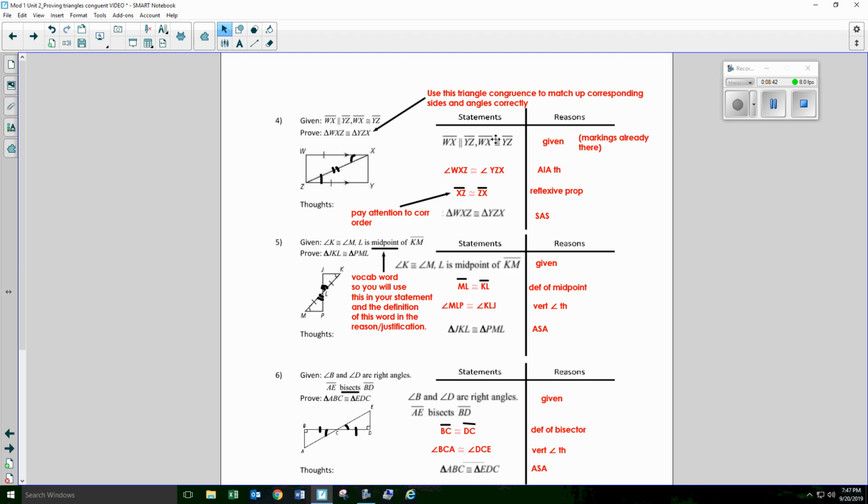Given. Given. Again, if they weren't marked, I'd mark them. Okay, let's go ahead and erase this so you can see it from scratch here. Okay, so there's the givens. There you see your parallel lines and congruent here.